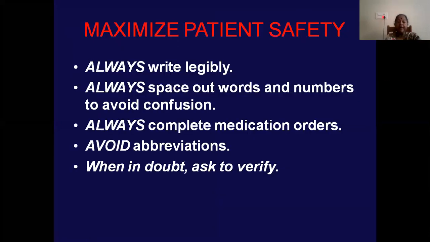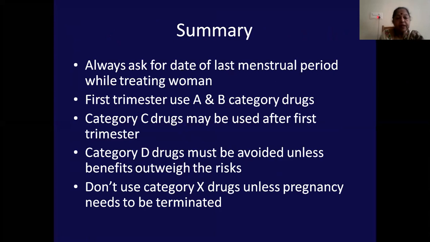To maximize patient safety, always write legibly, always space out words and numbers to avoid confusion, always complete the medication orders, and avoid abbreviations. Whenever in doubt, verify. I always tell my postgraduates, ask the last menstrual period. In the first trimester use category A and B drugs. Category C may be used after the first trimester. Category D should be avoided unless the benefit outweighs the risk. Don't use category X drugs unless the pregnancy needs to be terminated.